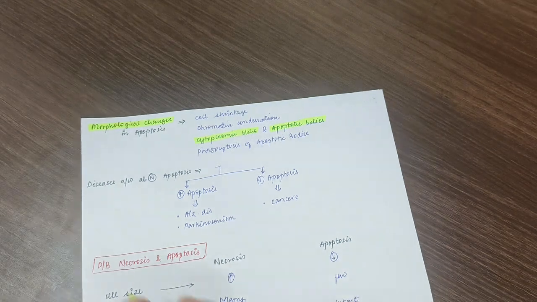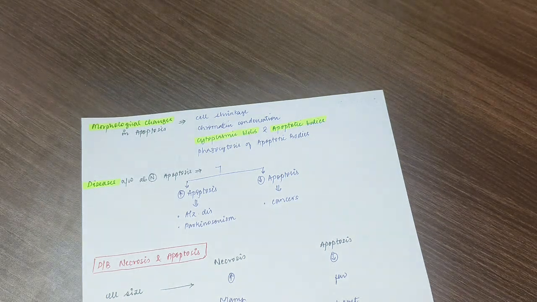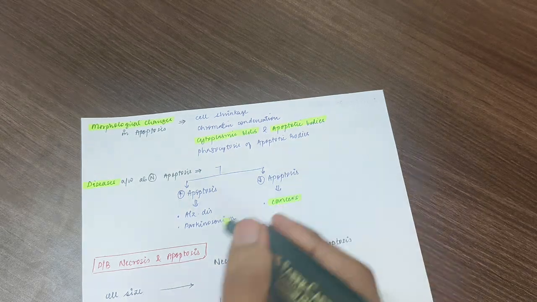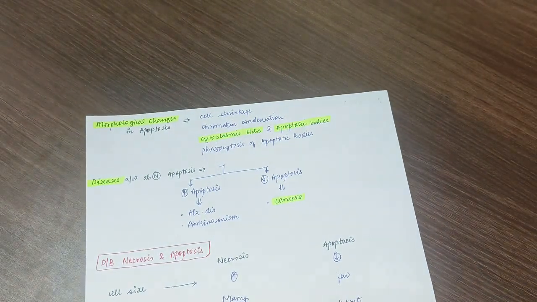What are the diseases with apoptosis? There are 2 diseases basically. One is due to increased apoptosis, one is due to decreased apoptosis. You know, cancers, you should never forget. Cancer is an increase in abnormal cell proliferation. That is because of decreased apoptosis, as apoptosis is arrested. That is also a key feature of cancers, never forget, or malignancy.